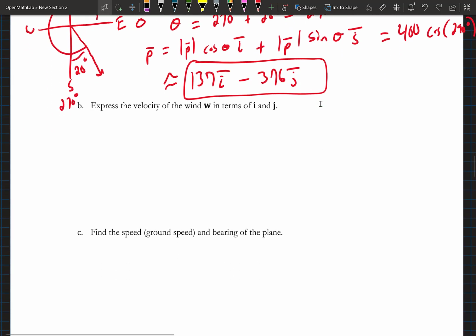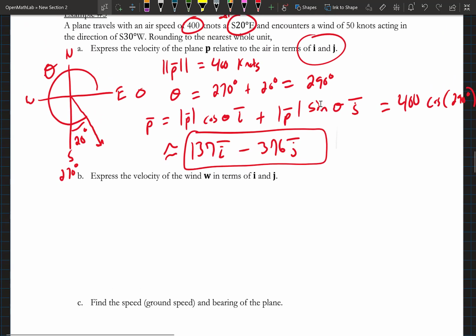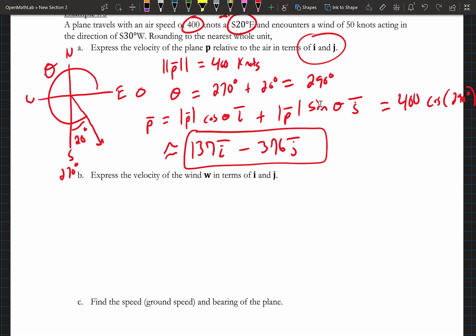Right? So then part B is we want to express the velocity of the wind in terms of i and j. Right? So the information for the wind is here. We have 50 knots, and there's the direction. Right? So if we want to draw a quick picture of this, we're going south 30 degrees west, so that means we would have this picture.